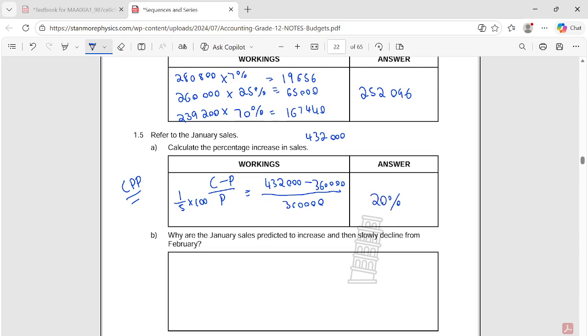So this is the what? The increase of what? 20%, guys. So always, guys, when you are asked to calculate your percentage increase, with which method are you going to use? You're going to use the CPP method, current minus previous over previous, right?